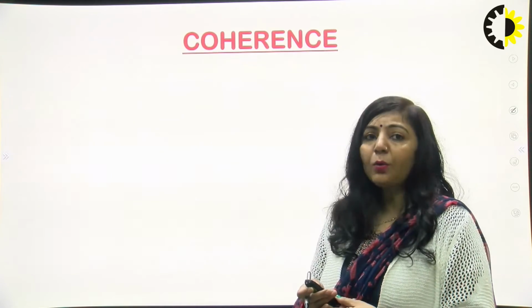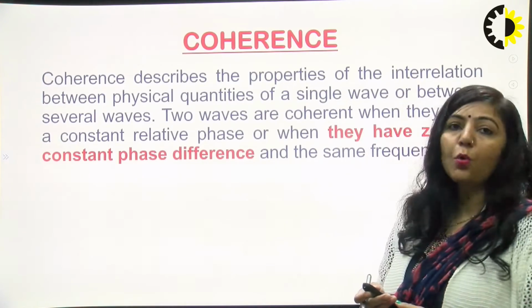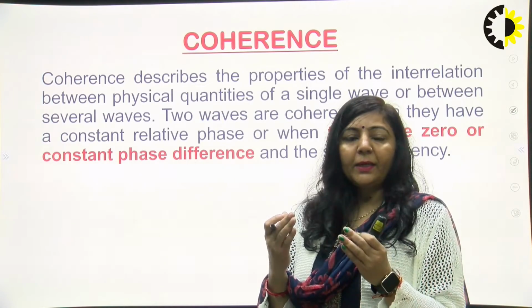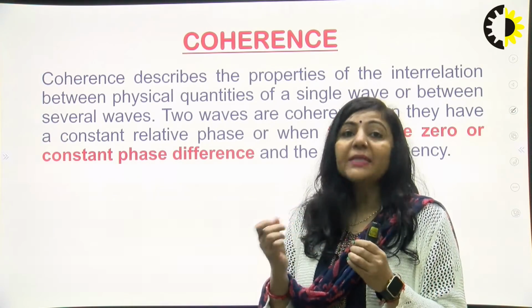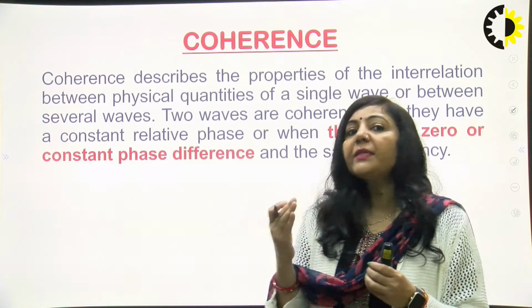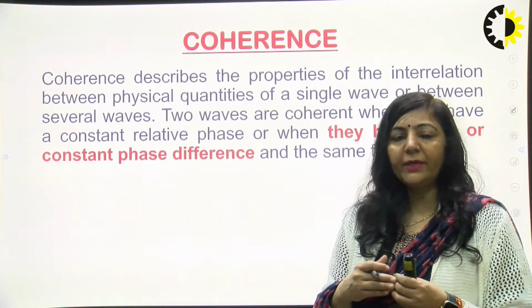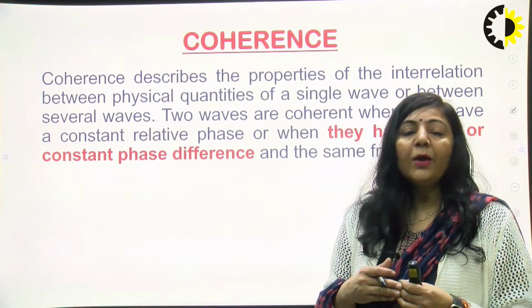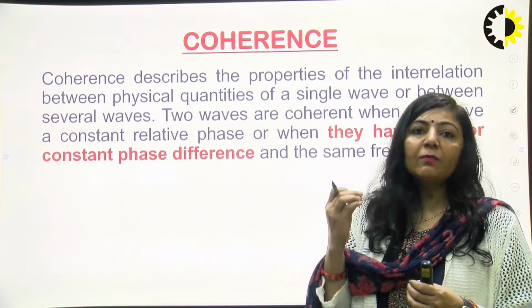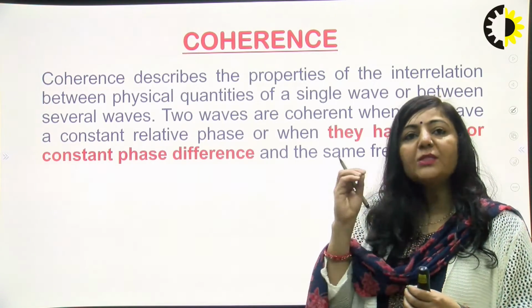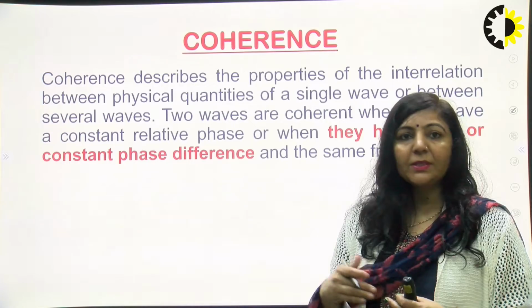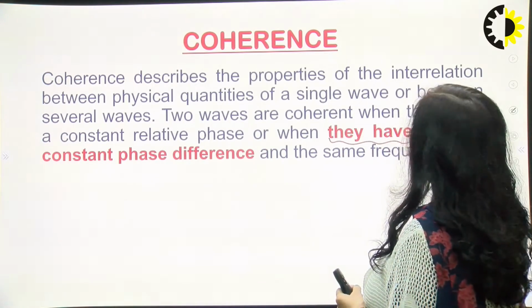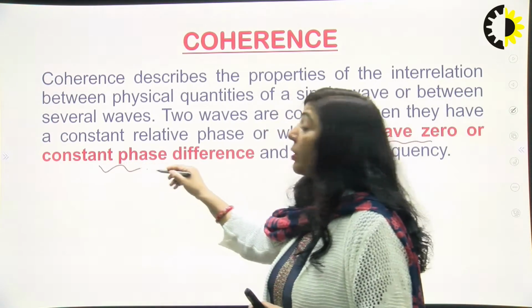So when we are saying coherence, the meaning of this coherence is, if you have two light rays, then those two light rays are said to be coherent if the phase difference between those light rays is either zero or constant. Means when we are saying coherence, we are actually referring to the phase difference between the light rays. So coherence means either the phase difference is zero or the phase difference is constant.